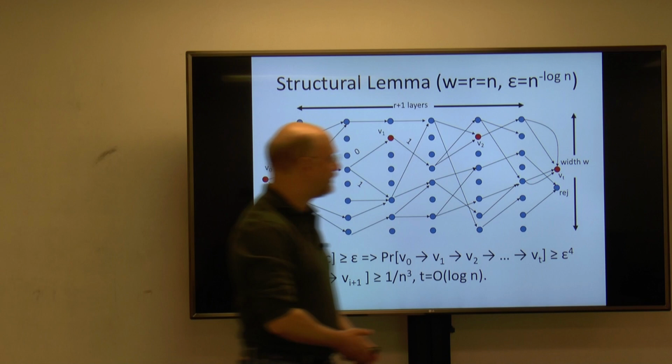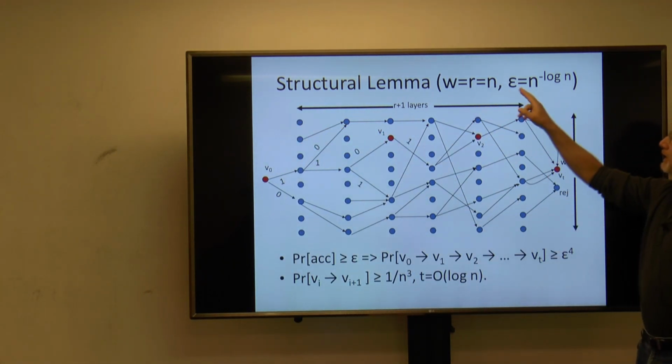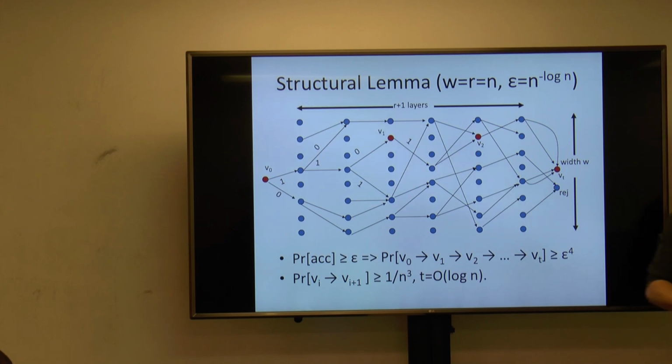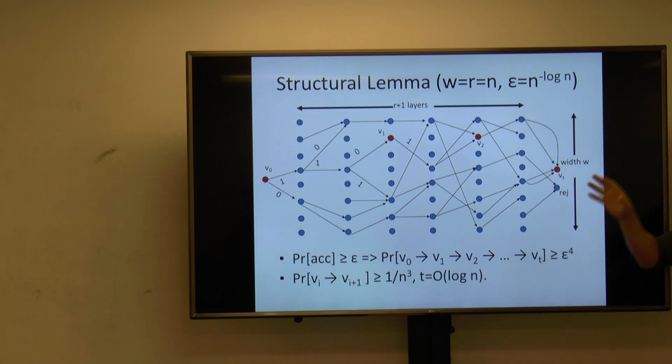So I'm focusing right now on this general setting where the width and the length are n, and epsilon is n to the minus log n, so that we have these concrete. So this lemma is only for this setting, or for any epsilon? Right. It's for this setting. I'll state a more general lemma later that we need. We actually need a more general lemma for more general parameters.